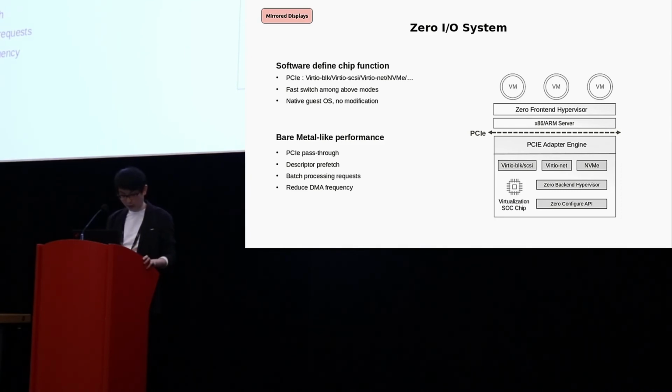And this is some of the key points about our performance optimization. For example, we may prefetch the descriptor and prefetch the available ring in one DMA operation. We can also batch process requests. We can even DMA read data and DMA write used elements in one DMA operation. So our key point is to reduce the DMA frequency, get shorter I/O paths, and reduce cache misses.